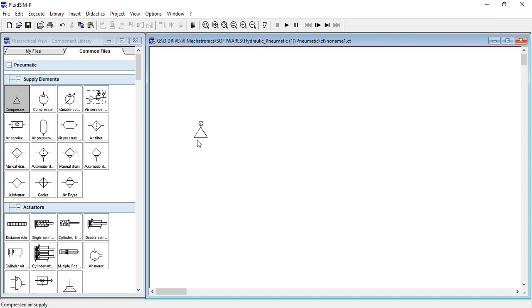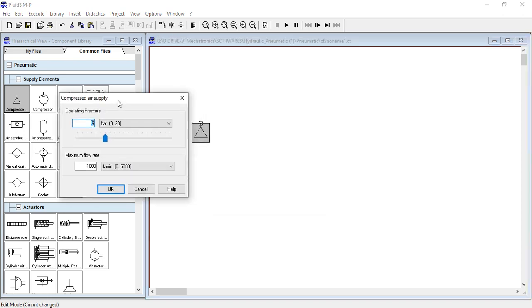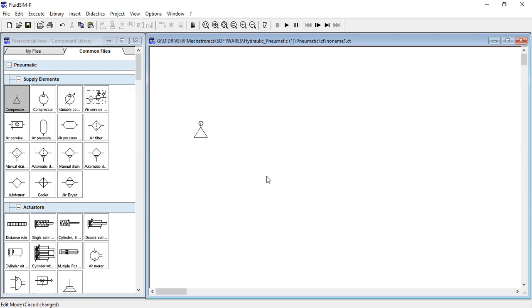Okay, so if we want to change, just double click on it. We get a configuration window. Here the pressure is set to 6 bar and this is the standard operating pressure for pneumatic, and we are not changing it, we are keeping it as it is. So this is the compressor.